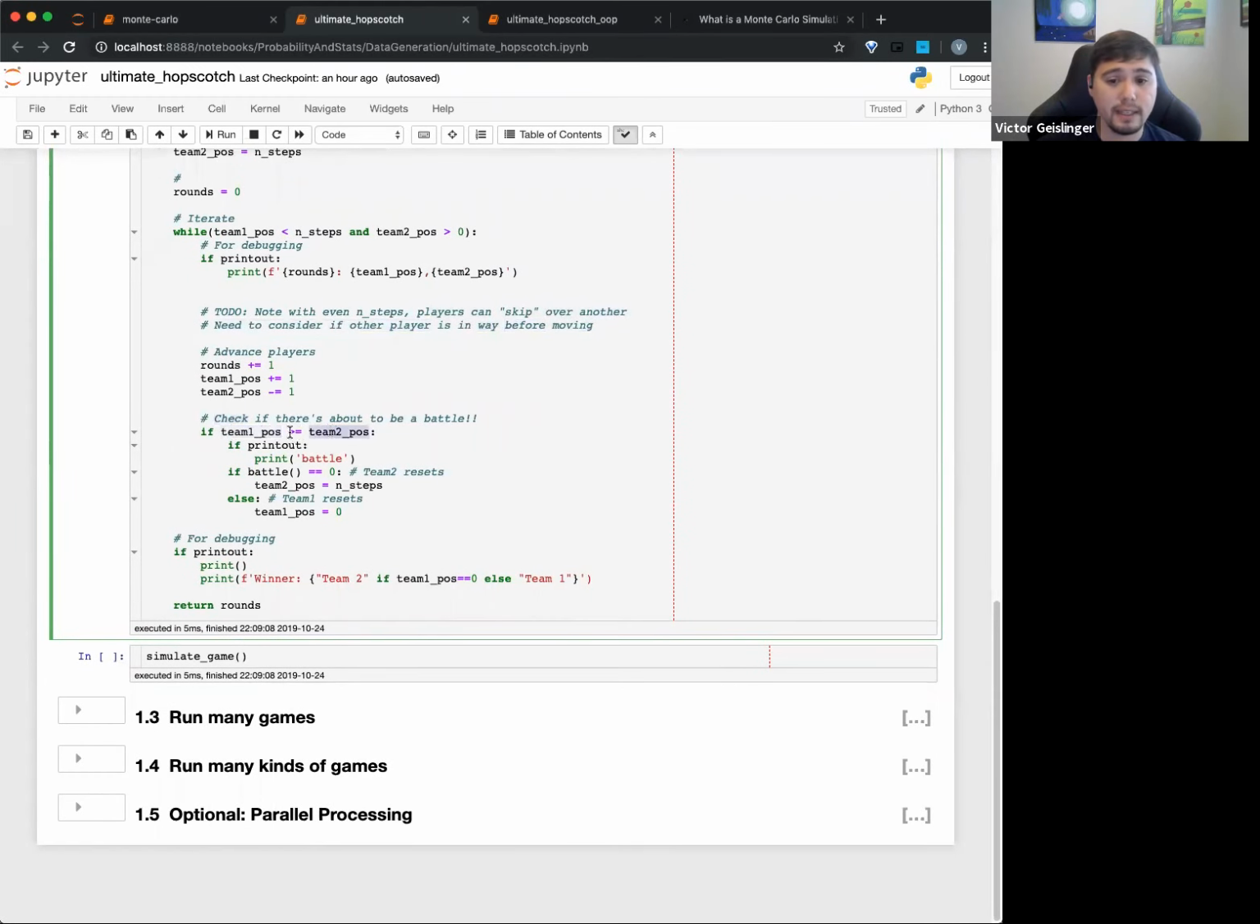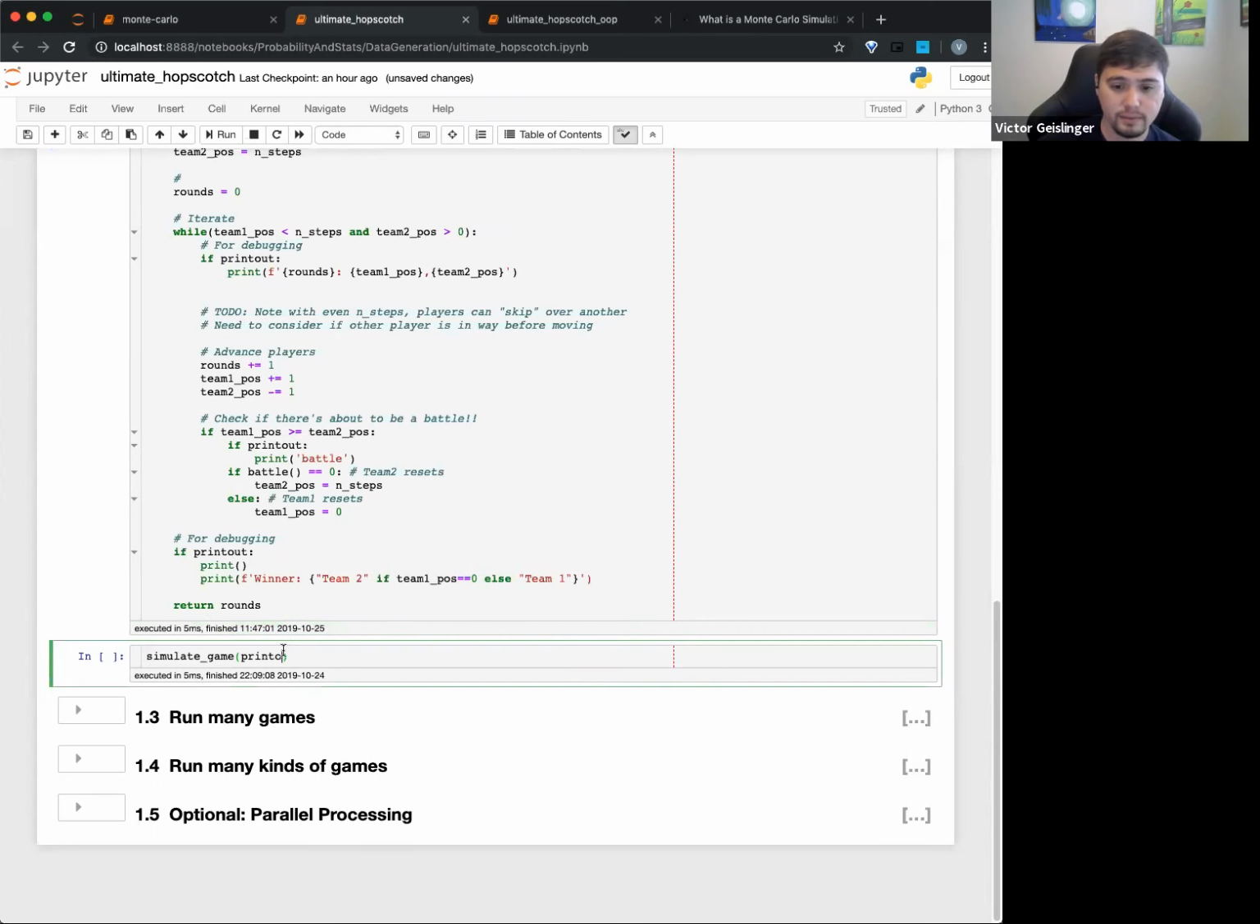I have this part right here. If they're at the same position, they go ahead and battle it out, and then they reset and just keep going over and over again. So if we simulate this game now, I'm going to do printout equals true. Oops, I have to actually run this. We can see a little bit of battle.